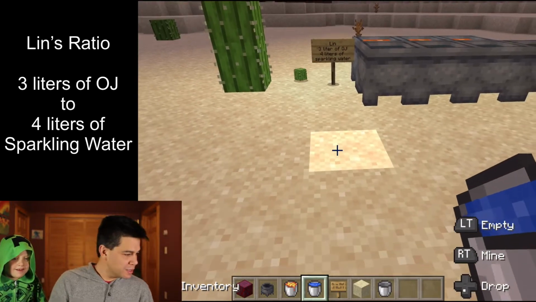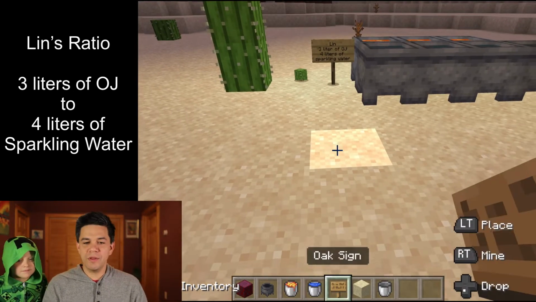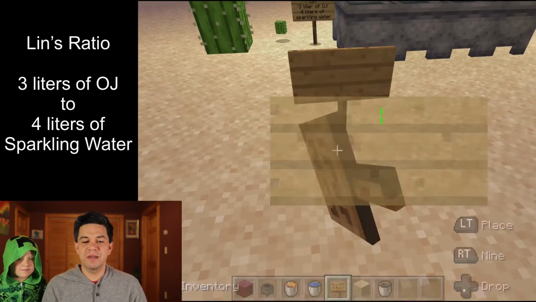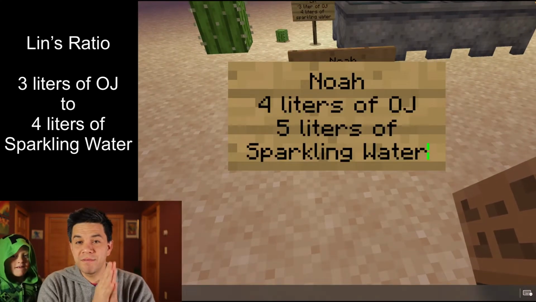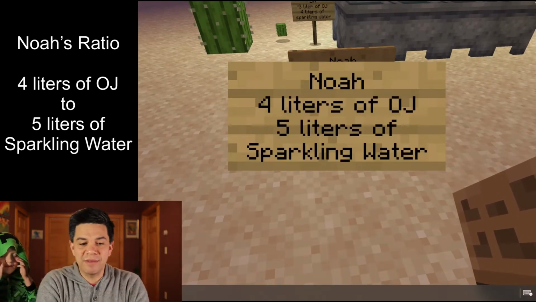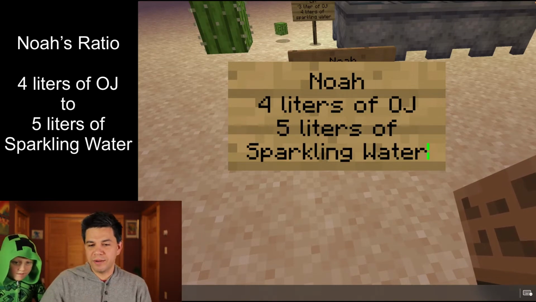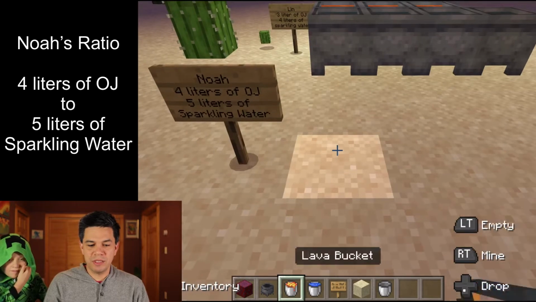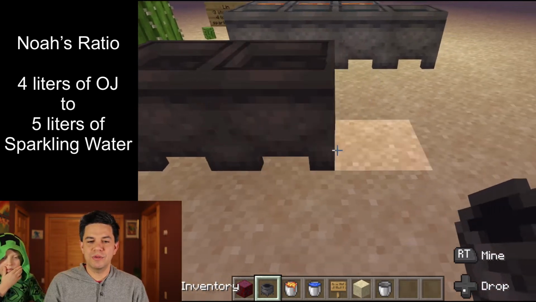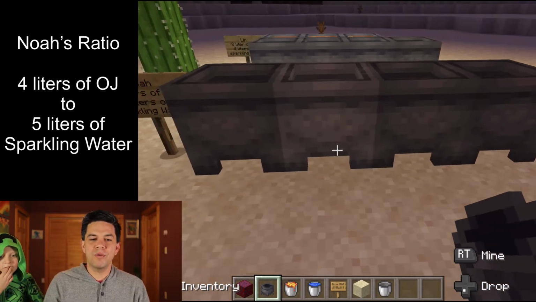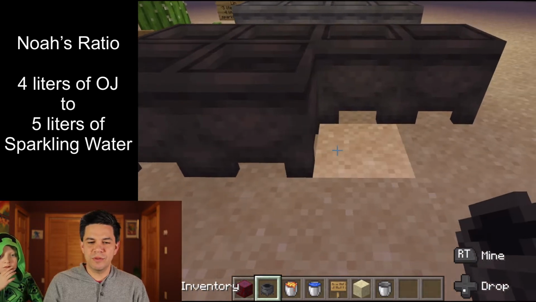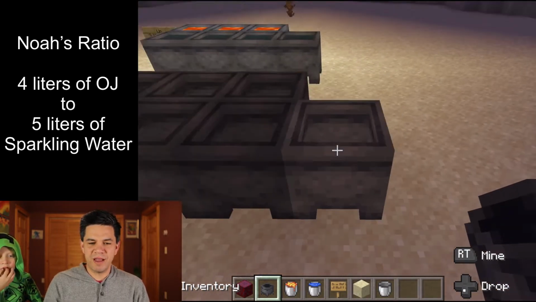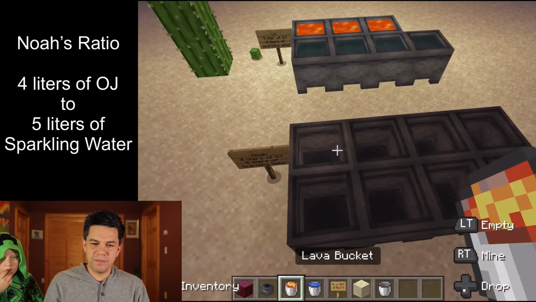But then she's got a buddy, Noah, who's got his own version. So Noah's recipe is 4 liters of orange juice and 5 liters of sparkling water. So let's represent his ratio, his mixture, with some cauldrons. And let's put out 1, 2, 3, 4 orange juices, and 1, 2, 3, 4, 5. So let's fill these up.